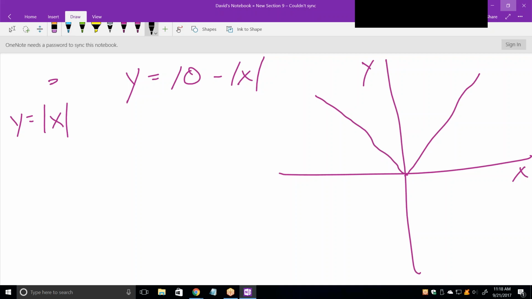Now, we need to figure out what modifications we're making. How many transformations are there in this graph? It just goes up, or it goes down then up, right? Or it's because of the V. The 10 is a vertical shift. You have to go back to your transformations from Algebra 2. Remember, there's 6 transformations. You can shift it horizontally, you can shift it vertically, you can stretch it vertically, you can stretch it horizontally, and you can reflect it over the x-axis, and you can reflect it over the y-axis.